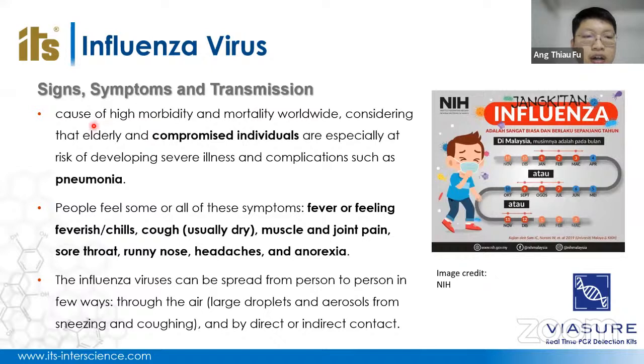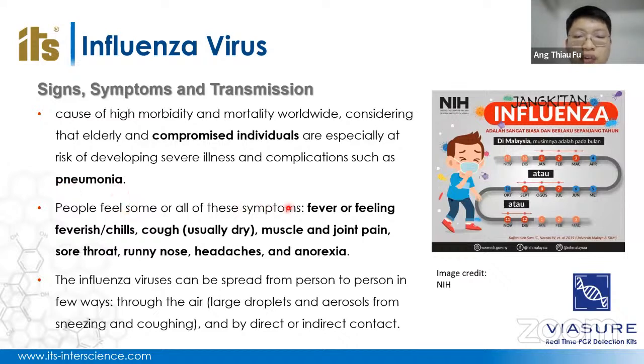Okay, so what are the signs, symptoms, and also the transmission routes of the influenza virus? Influenza virus normally causes high morbidity and mortality worldwide, and the elderly and compromised individuals are especially at risk of developing severe illness and complications such as pneumonia. So this is why it differs from the cold, flu versus cold. With a cold we can get sick, but normally we recover better. But for flu, there are risks, especially for the elderly and the young. They might develop serious complications, acute disease like pneumonia.